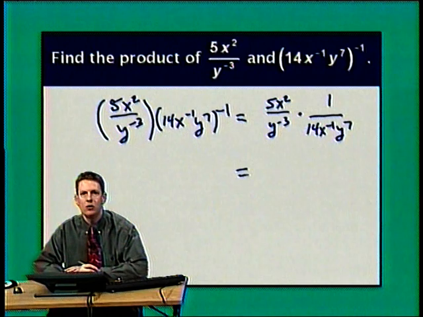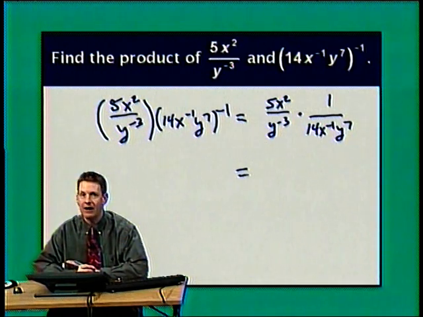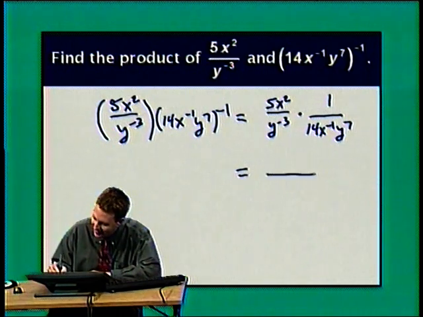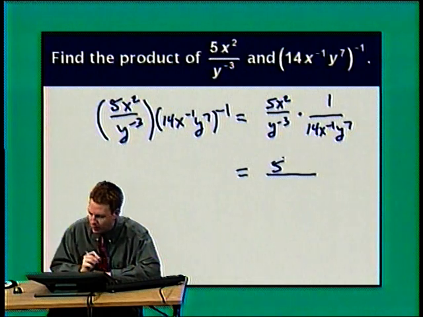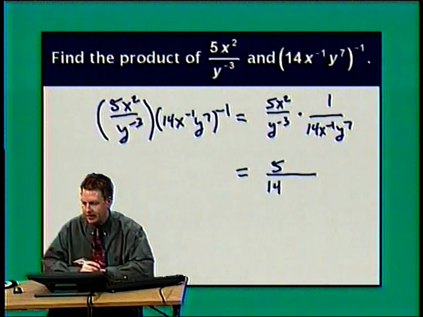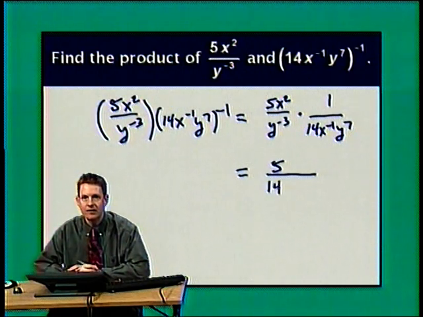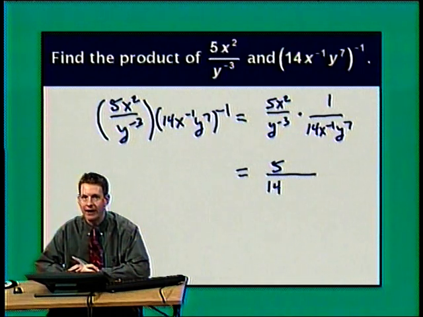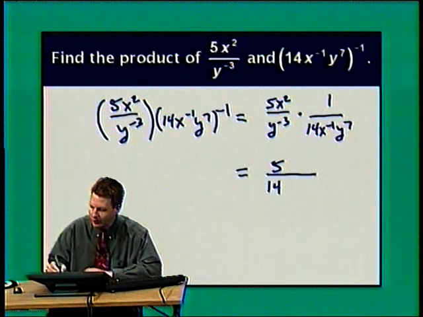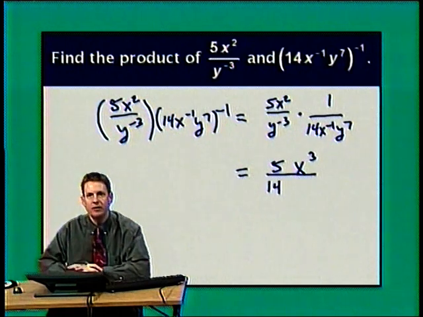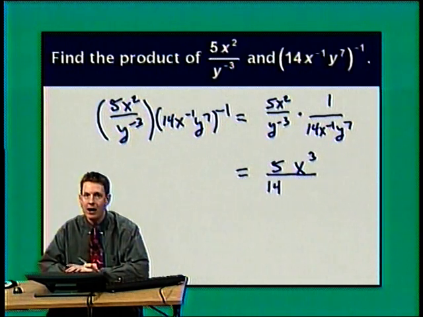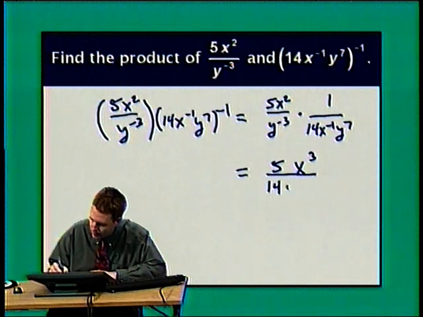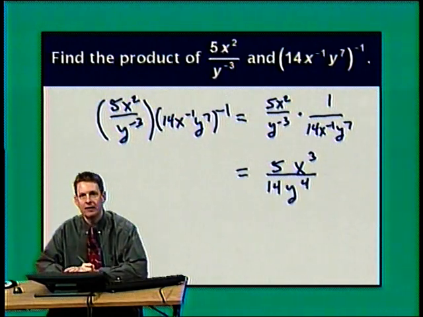Now all I need to do is combine my like factors and make sure that all of my factors end up in the proper place in the fraction. So the 5 is in the numerator, the 14 is in the denominator. In terms of x's, I have x squared in the numerator, x to the minus 1 in the denominator. That's going to simplify to x cubed in the numerator. In terms of y, I have y to the negative 3 and y to the 7th, both in the denominator. So I end up with y to the 4th in the denominator.